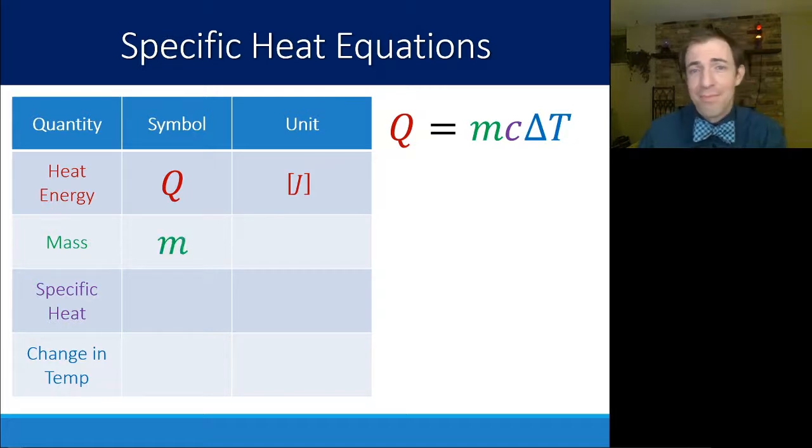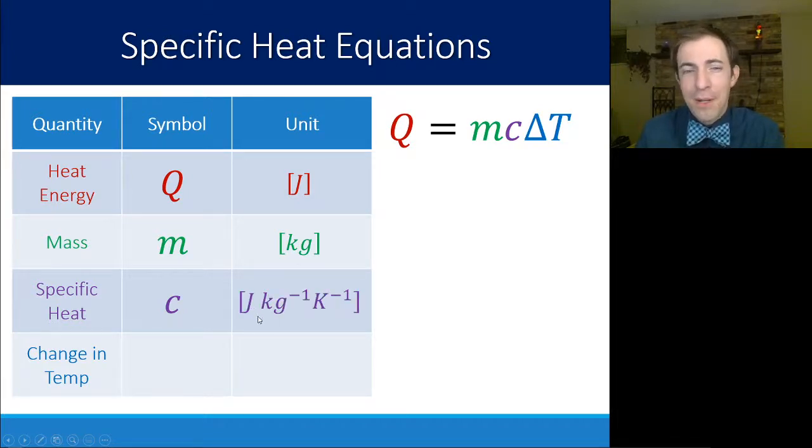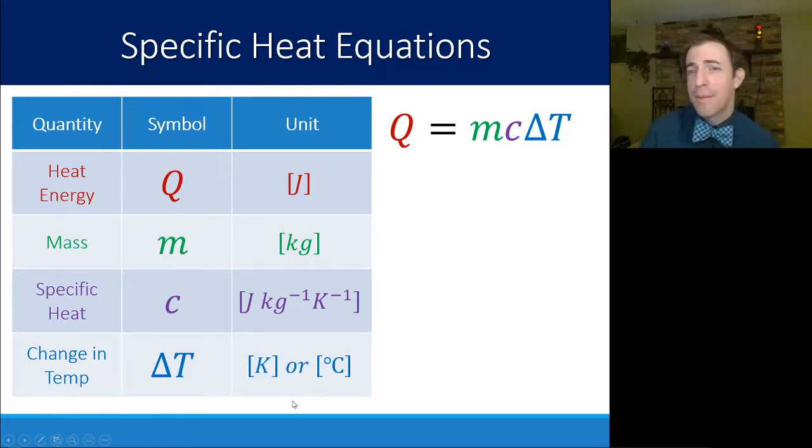Now mass, represented with an M, is always going to be represented in terms of kilograms here. Specific heat, we're going to use a lowercase c to represent, and that, as we saw before, is joules per kilogram per Kelvin. And change in temperature is this delta T, the delta representing a change in, and capital T representing its temperature. And that can be represented in either Kelvin or Celsius.